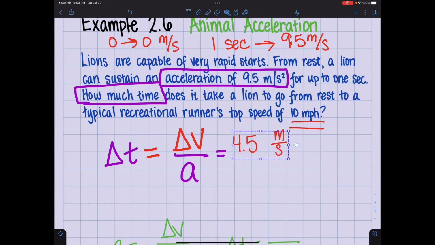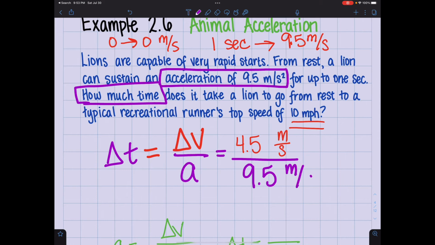Change in velocity is going to be 4.5 meters per second, and the acceleration that they gave us is 9.5 meters per second squared. And because that's a fraction over a fraction, if you remember those complicated algebra problems you did, this is the same as putting a second on top. Text me if you don't know how that works. Now, look at the units that cancel out. This cancels with this. And let's just do the math. 4.5 divided by 9.5 is 0.47, and the units are seconds.